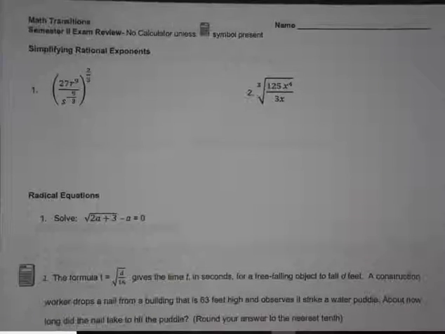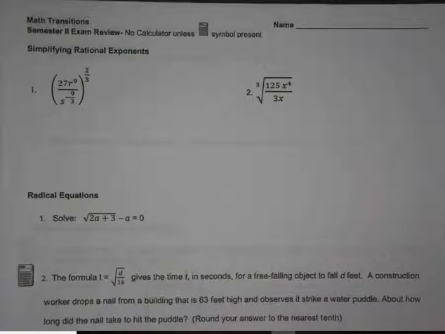Okay guys, so I'm sorry this took so long to get around to, but we're on page 4 of our review. So let's look at number 1.